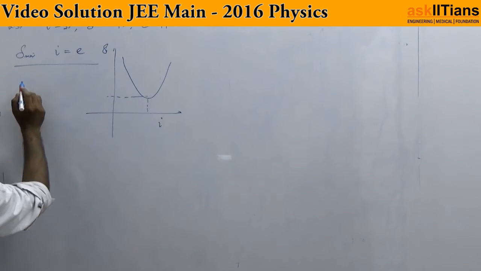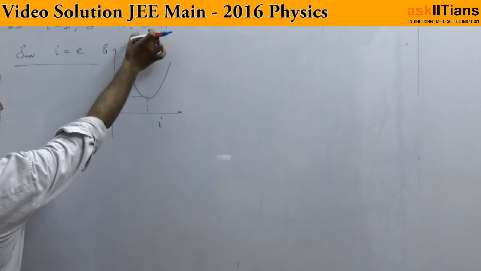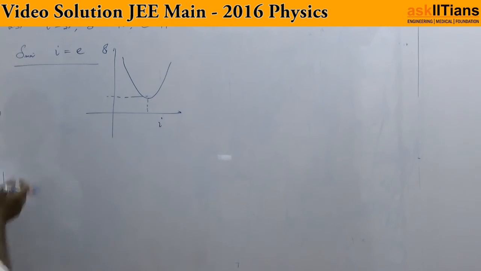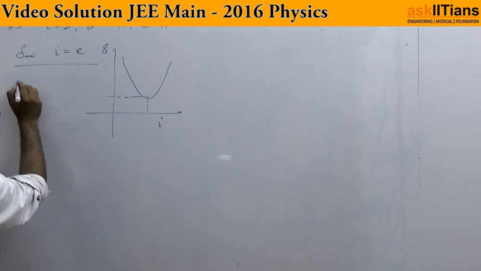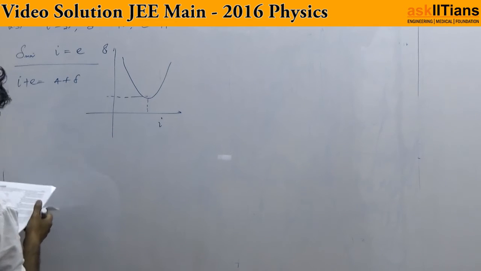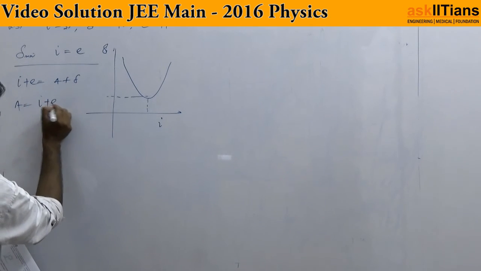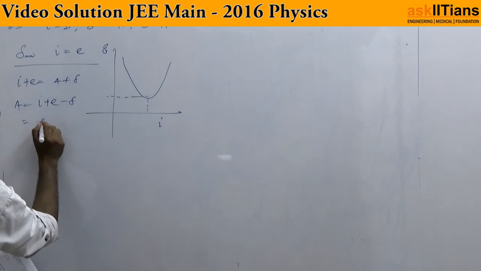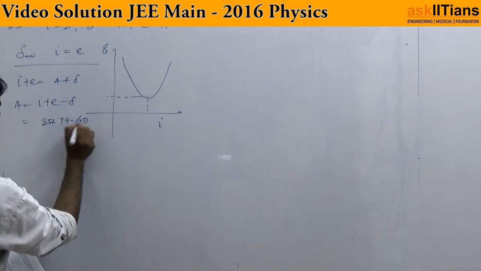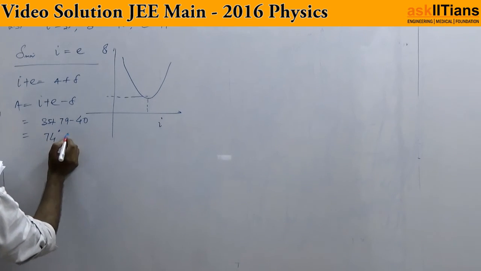So we can put the values: i is 35, delta is 40, e is equal to 79. We would like to write the condition for this, that is i plus e should be equal to A plus delta. First of all, we would like to calculate the angle of prism. A is equal to i plus e minus delta. So that is equal to 35 plus 79 minus 40. Solving this, we are getting around 74 degree.